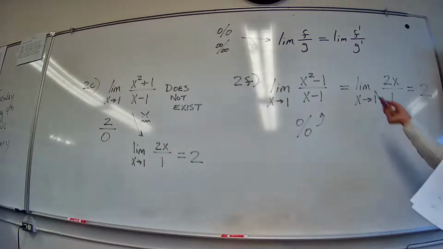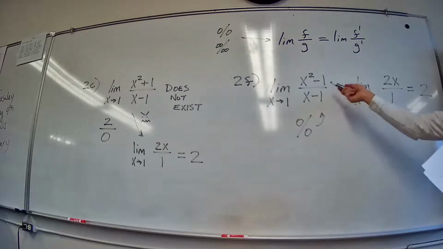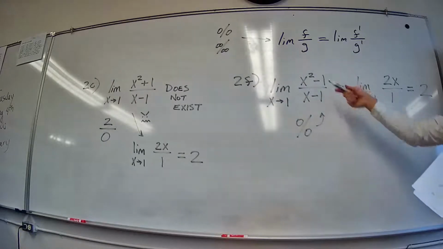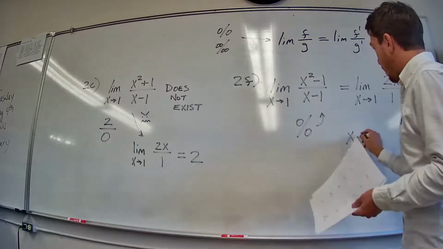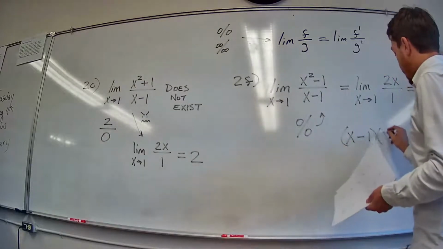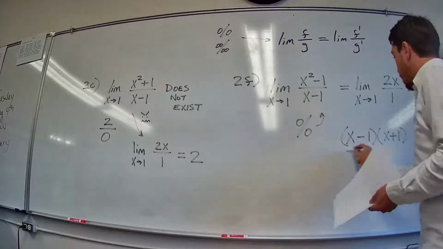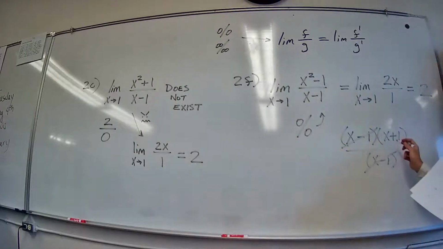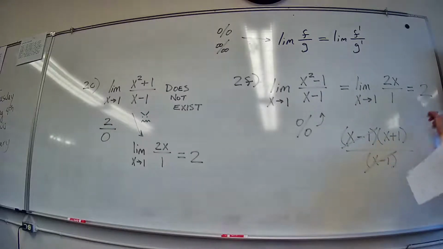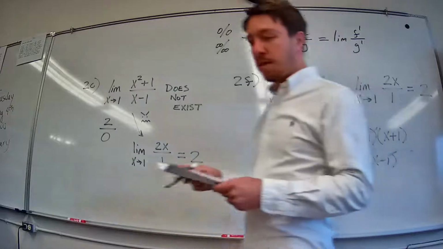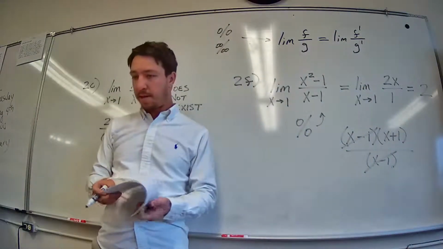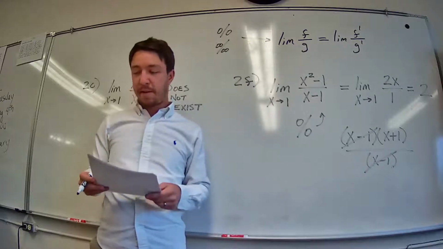But I just wanted to throw out here, this is one we did last year. What was the only method we had for the 0 over 0 form last year? Factor and cancel. Yeah, we would have written that as x minus 1 times x plus 1, and then canceled out the x minus 1s, leaving this, and then plugged the 1 in, and we would have gotten the answer a different way. So there you go. L'Hopital's rule agrees with our old methods.